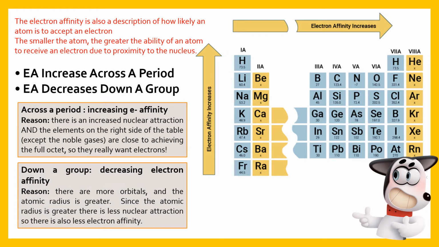Why does electron affinity decrease down a group? The reason is that there are more orbitals and the atomic radius is greater. Since the atomic radius is greater, there is less nuclear attraction, so there is also less electron affinity. Therefore, electron affinity increases across a period and it decreases down a group.